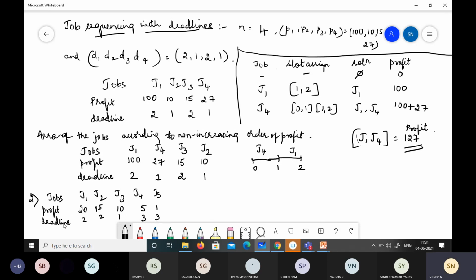So what is the maximum deadline here? You should look into this. What's the maximum deadline? 3. 3 is the maximum deadline.